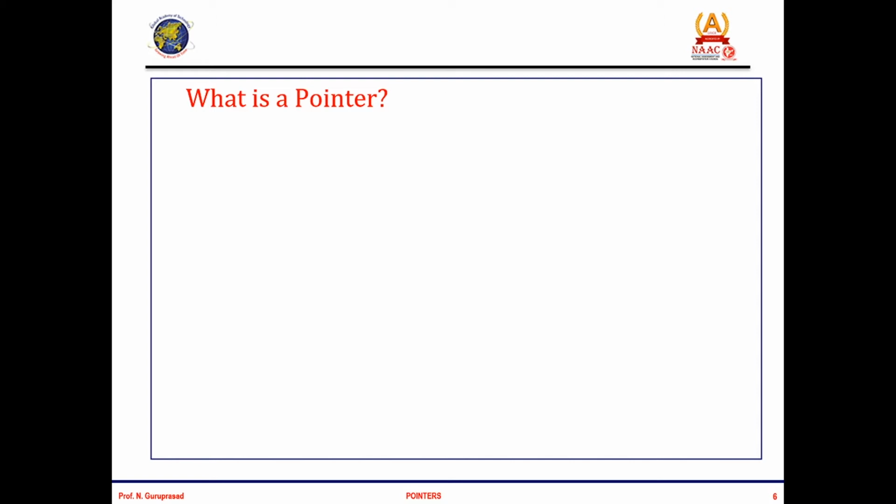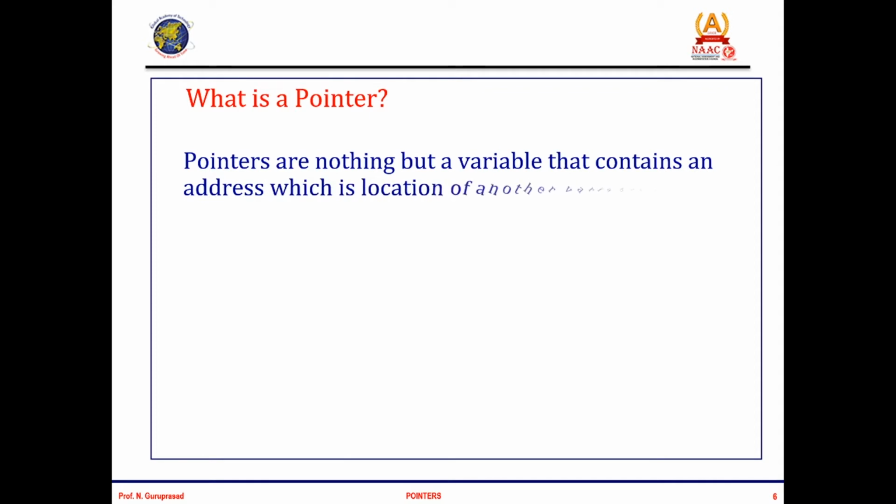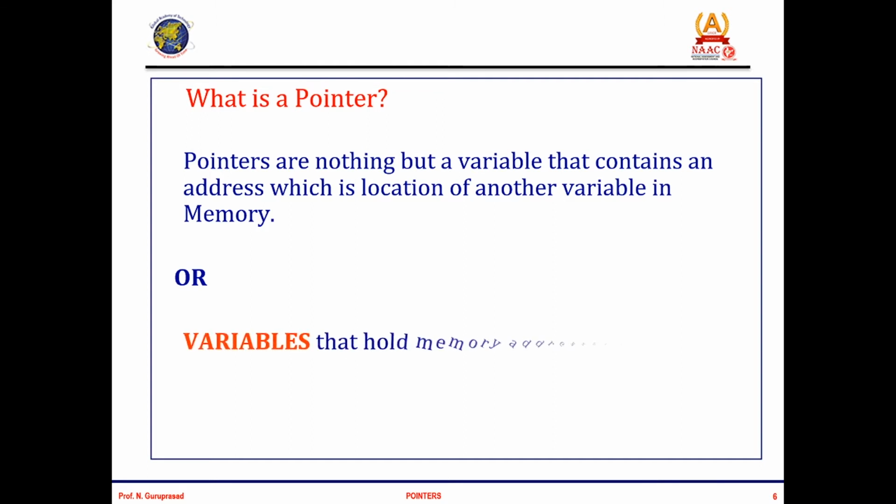So let's look at the definition of what a pointer is. Pointers are nothing but a variable that contains an address, which is the location of another variable in memory. That looks slightly confusing, so let's look at a simple definition of a pointer. Even though the above one is also a definition, let me put it in simple terms: variables that hold memory addresses are called pointers. I repeat once again, variables that hold memory addresses are called pointers.